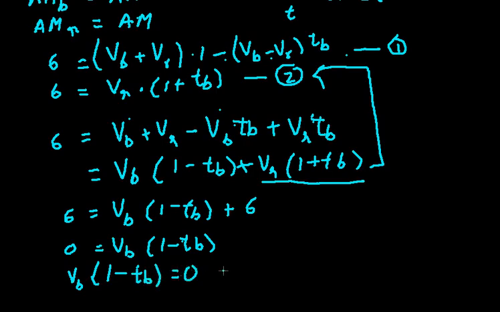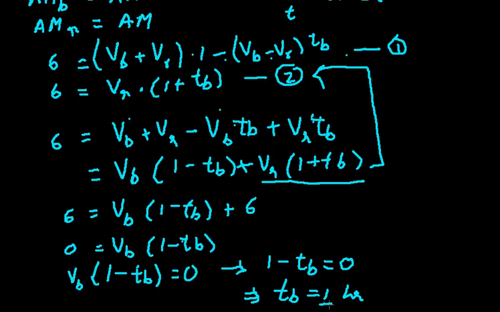If I were to divide both sides of the equation by VB, then what would I be getting? 1 minus TB is equal to 0 by VB, which would be 0. So this implies TB is equal to 1, and since we have taken time in hours, this will be 1 hour. So basically now what I need to do is just calculate the flow velocity.